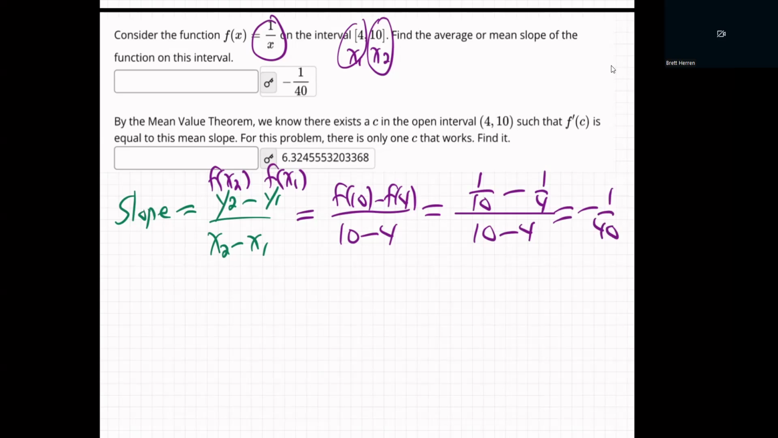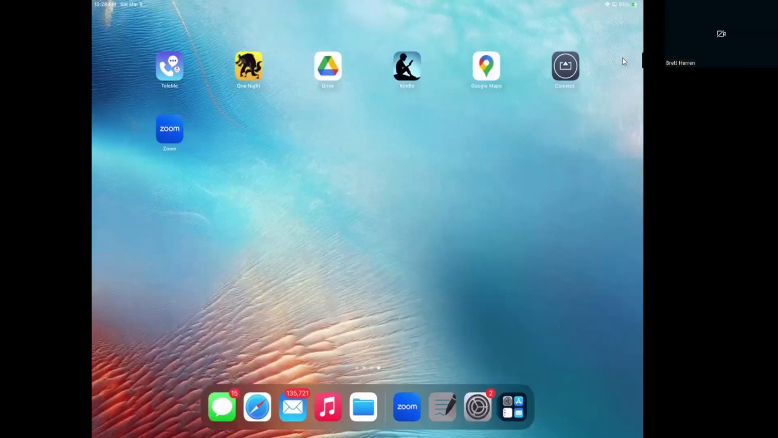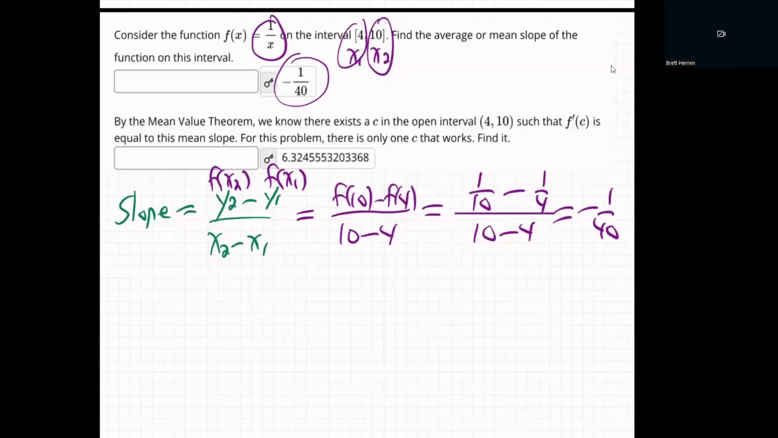By the way, you can see it here if you click on the fraction button. See, it's minus 1/40. Either way, it'll take it either way. Okay, so we got that answer. Now that we have that slope, it says, okay, by the mean value theorem, there is a spot where the derivative is equal to this slope. So I want to take the derivative.